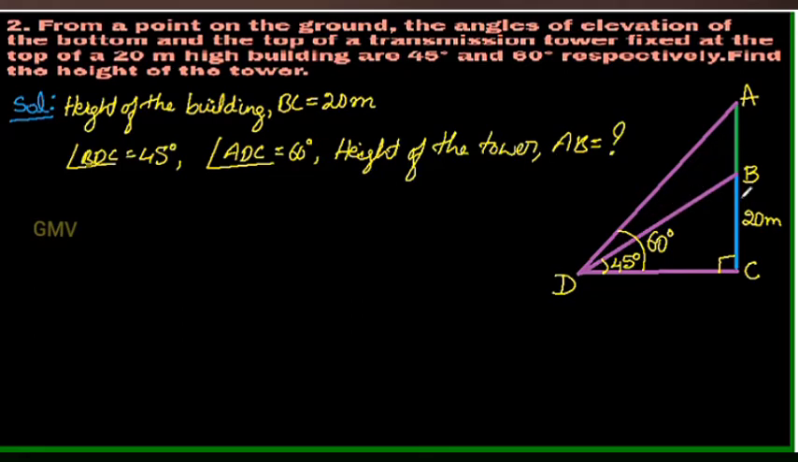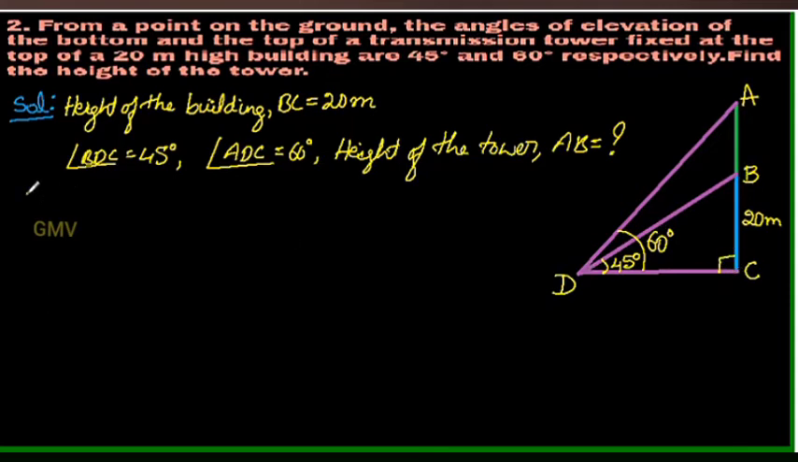Now if you consider the triangle BCD, with respect to 45 degree, we know the opposite side 20 meter. So from this triangle we can easily find DC, because DC is also present in triangle ACD. If we get the value of DC, we can easily find the value of AC. If we get the value of AC, we can easily find the value of AB. So now we have to find out DC from the triangle BCD.